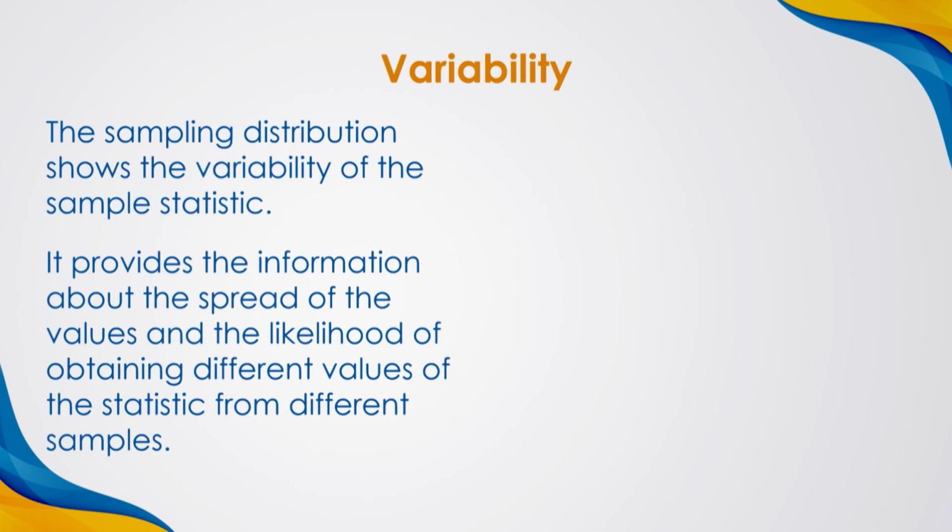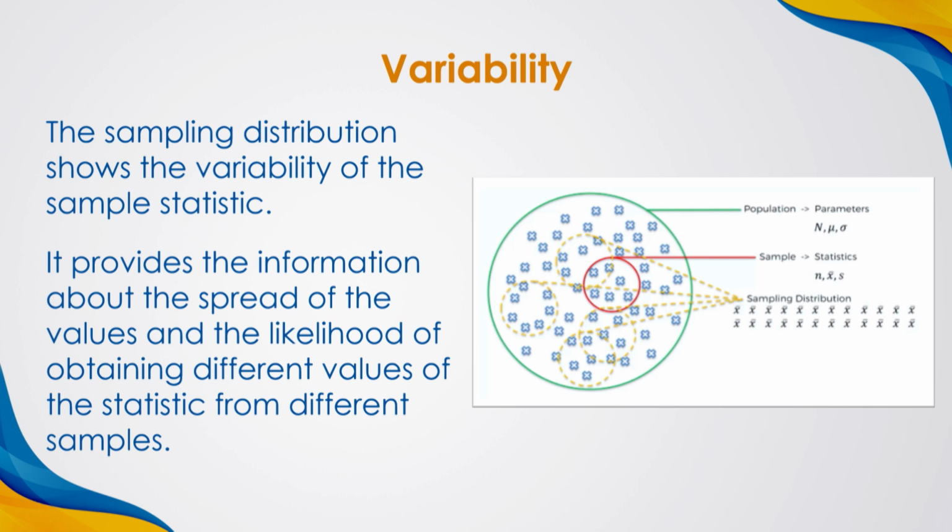Variability. The sampling distribution shows the variability of the sample statistic. It provides information about the spread of the values and the likelihood of obtaining different values of the statistic from different samples. So, from this figure there is a population, and we can have several samples. So, we know the sample statistics and population parameters.